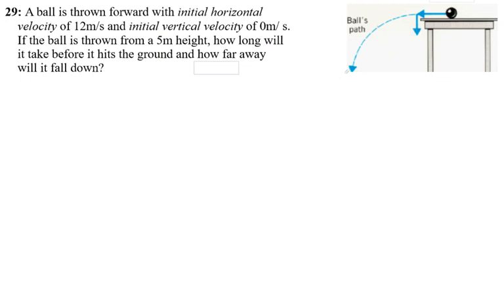Here's one more question. So the ball is rolled at the velocity of 12 meters per second. So this velocity is 12 meters per second, and it is 5 meters above the ground. So here I'm going to have two motions. One is horizontal and the other one is vertical. And horizontal motion has nothing to do with the vertical motion.